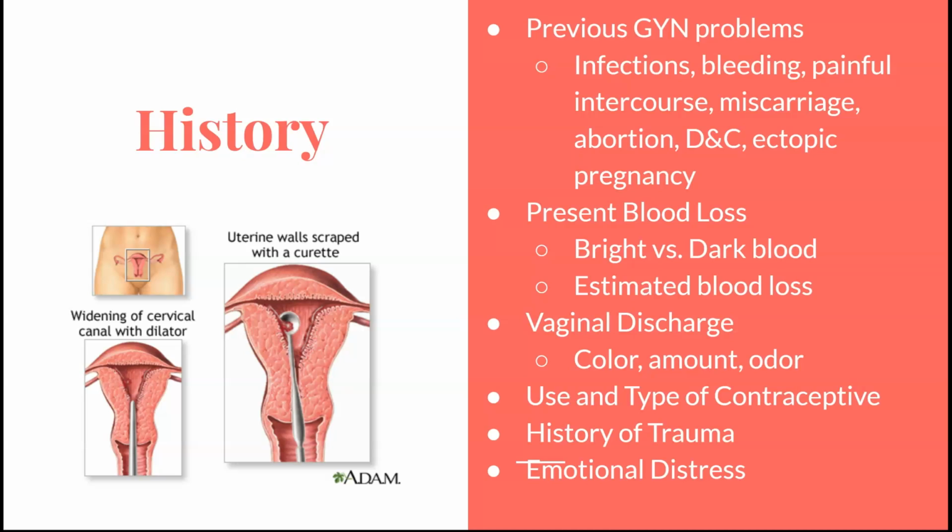What is the present blood loss looking like? Is it dark blood or bright blood? Dark blood kind of indicates that it's been there for a while, and it's older, maybe like the previous menstrual cycle didn't clean out the uterus as aggressively as before. Bright blood could mean that there's some sort of hemorrhage going on. Okay, is it a normal amount of discharge?